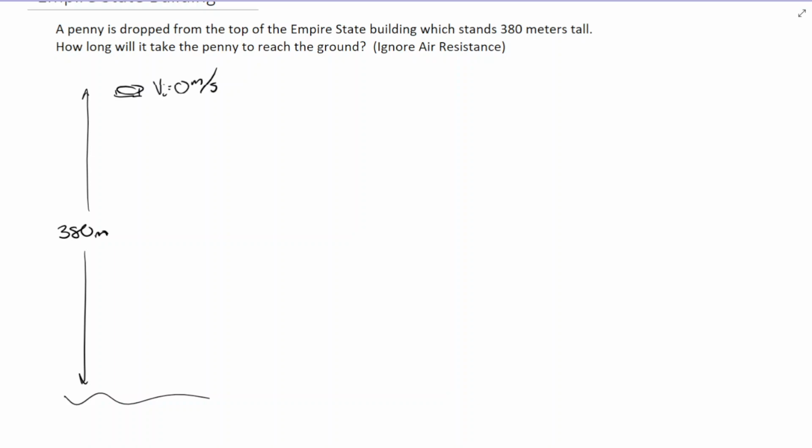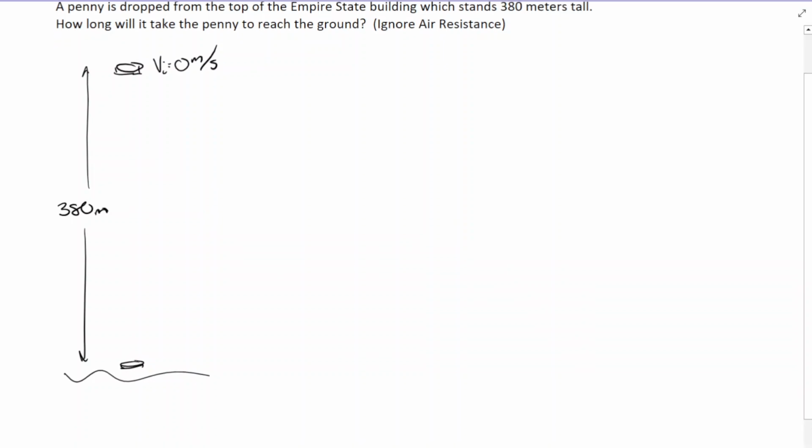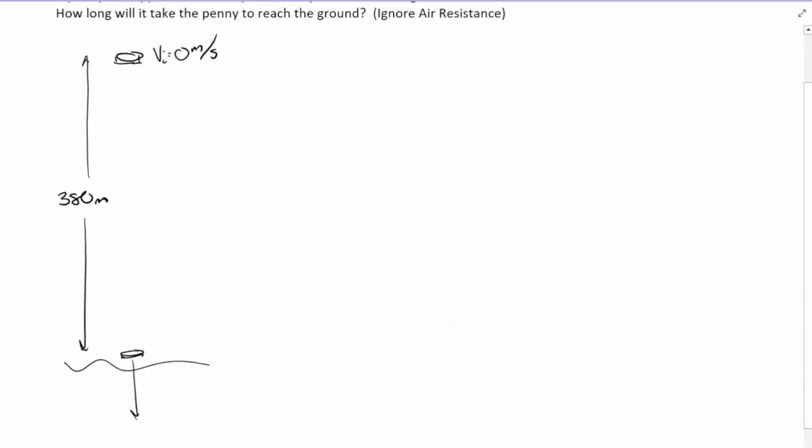It's going to fall that distance, and when it strikes the ground, again, assuming no air resistance, it should gain a lot of speed. It's been falling for quite some time. This would be some final velocity. We'd expect it to be negative. We don't know what that is. What else do we know?